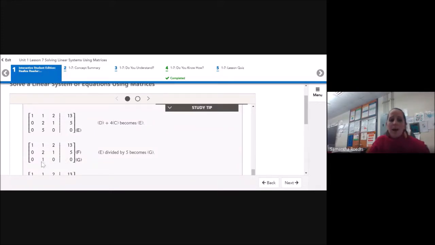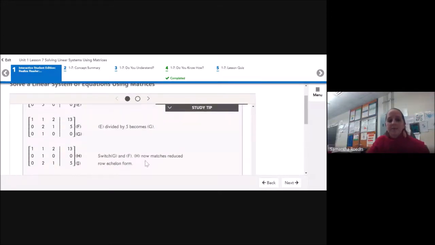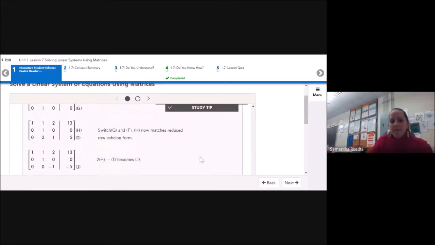Okay, so I know one of the values then. The value for Y is going to be 0. Okay, so I want to switch G and F. So H now matches reduced row echelon form. They just put it there because that's the middle value. Okay, then I'm going to take 2 times H and I'm going to subtract I, which becomes J.